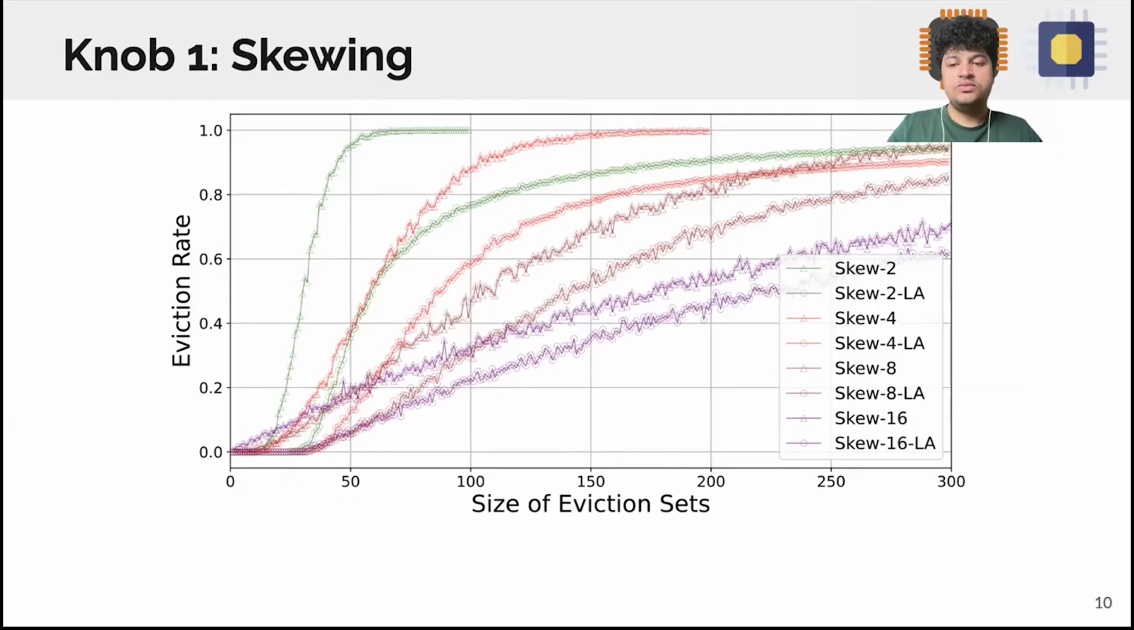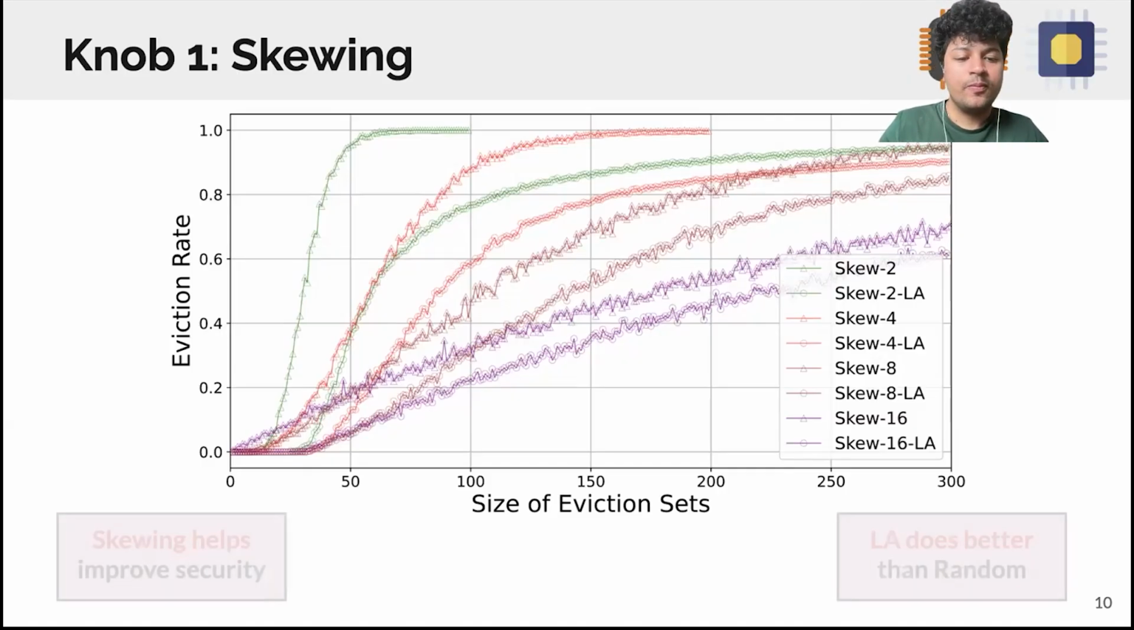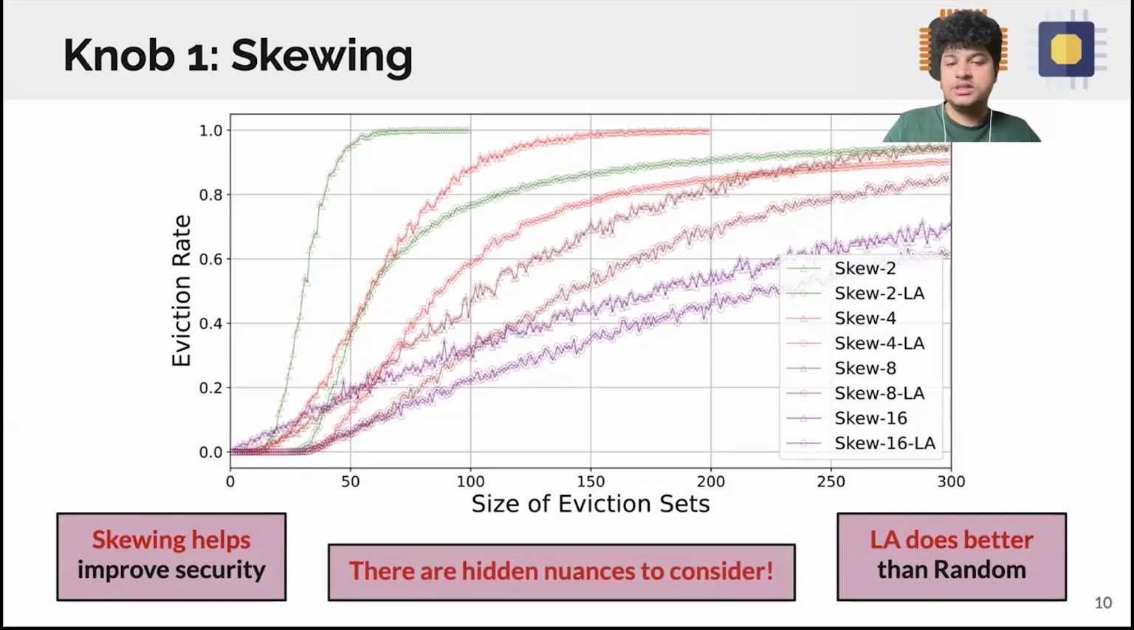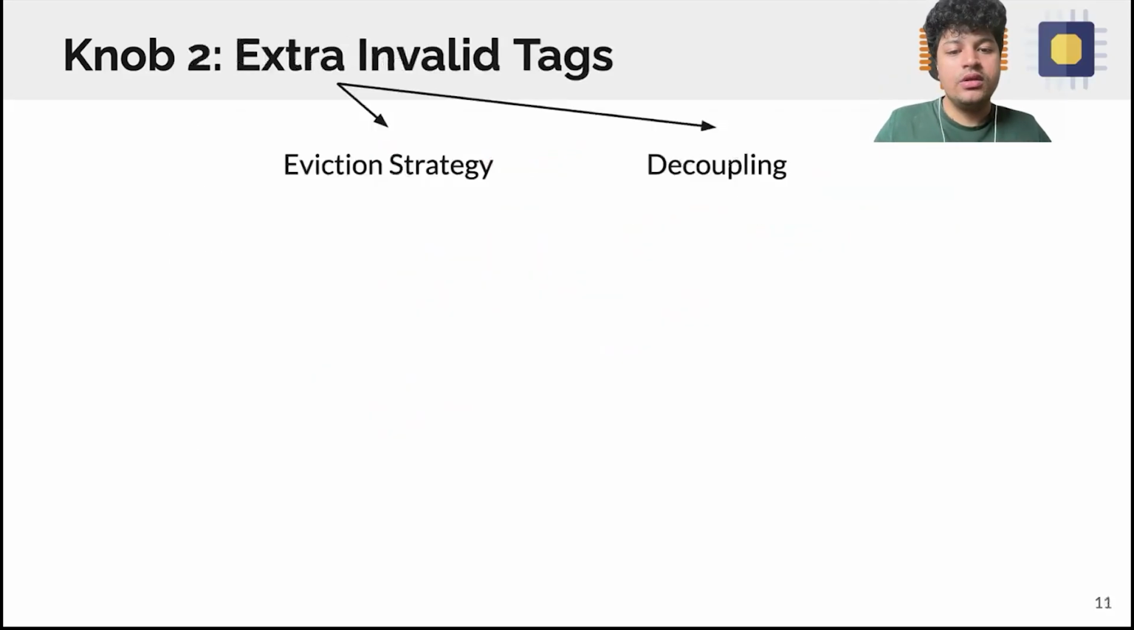We can see that as we go from a skew 2 design, which has random skew selection, to a skew 2 LA, which has load aware skew selection, the eviction rate drops quite a bit, and that means that the security improves. We also observe that as we increase the number of skews from 2 to 16, the eviction rate drops by a lot. So we see that skewing helps improve security, and the more the number of skews, the better it is. And load aware helps improve security on top of a random skew selection. But there are a few hidden nuances to consider here, which we'll come to at the end.